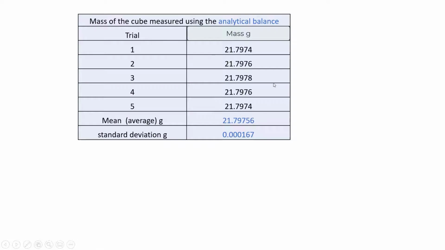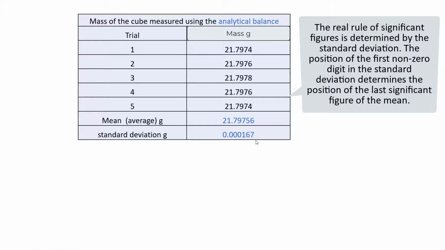These are the mass measurements that I gathered for the aluminium cube using the analytical balance. I calculated the mean and the standard deviation. Now, how many significant figures should I have for the mean? In fact, the real rule of significant figures comes from the standard deviation. All these leading zeros in the standard deviation tell us that the values at these places of the mean are certain. That means there are no uncertainties at these places. The place at which you have the first non-zero digit has the uncertain digit or the last significant figure.